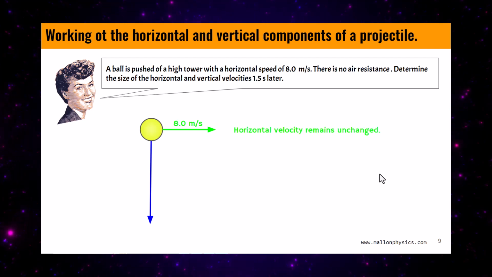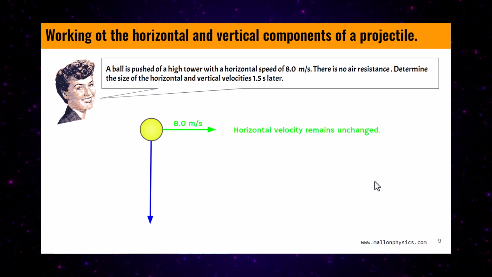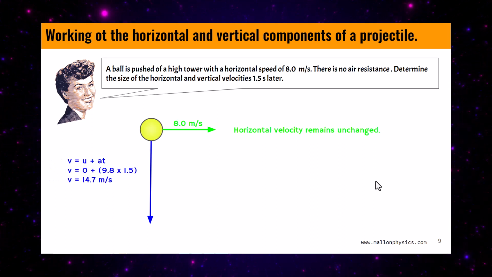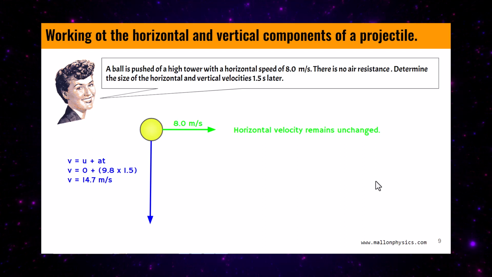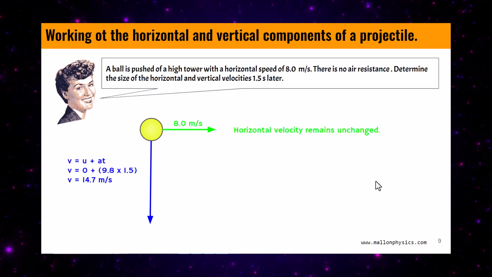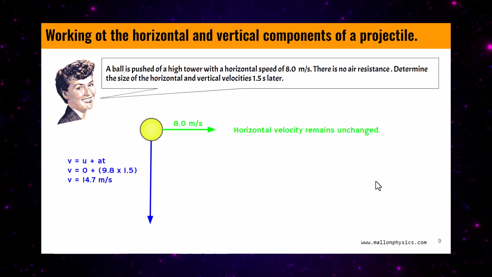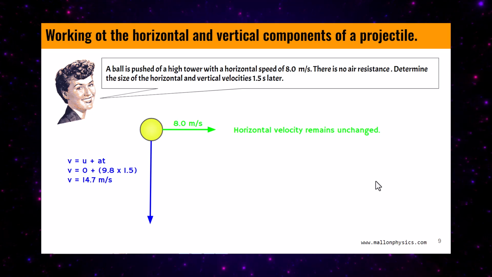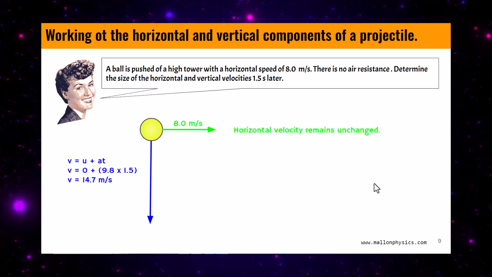So 1.5 seconds later, first of all, the horizontal velocity remains unchanged. But 1.5 seconds later, we have to use our equation, v equals u plus at. u equals 0, because initially, vertically, it's got no velocity. And it's been going for 1.5 seconds under the influence of the acceleration of gravity. So it's going to be 9.8 times 1.5. So at that particular point, it's going to have a downward velocity of 14.7 metres per second.